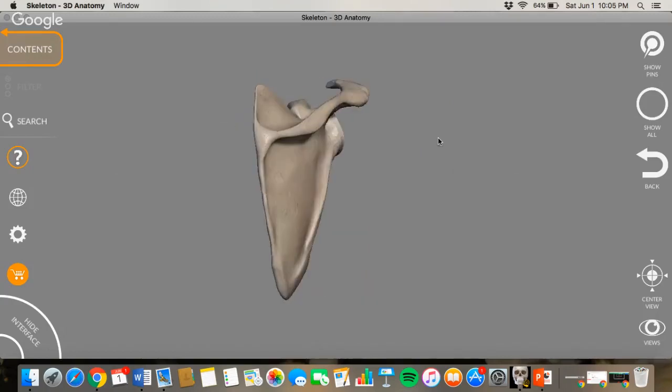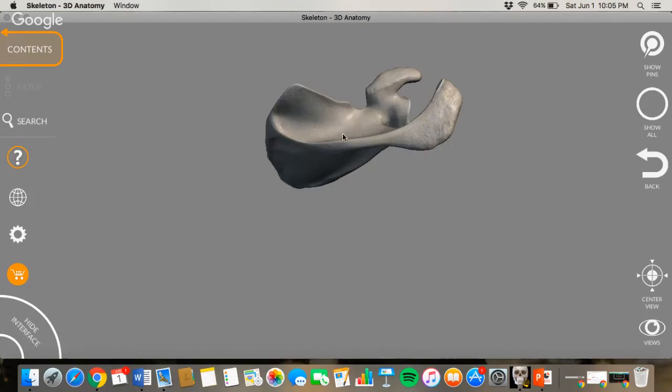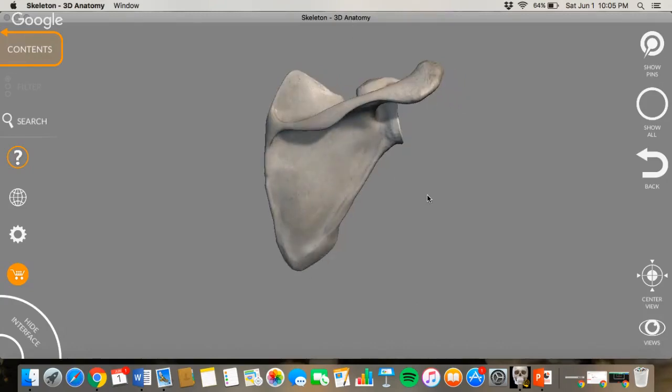Let's turn the bone around one more time. So this space above the spine here is called the supraspinous fossa, and this is the infraspinous fossa. So supraspinous meaning above the spine, infraspinous meaning below the spine.